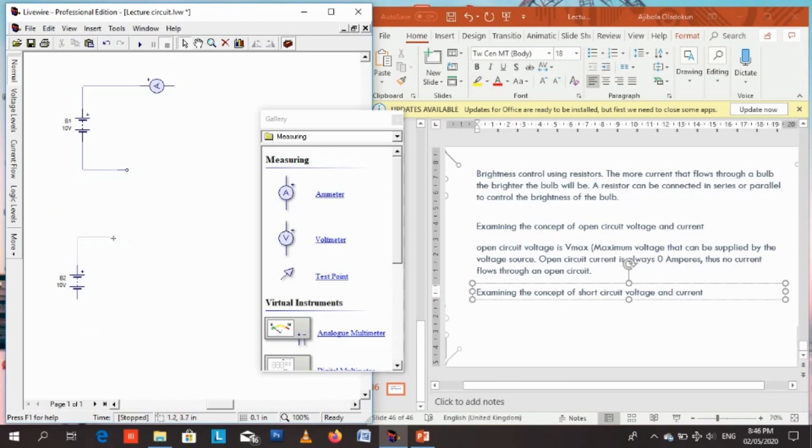So let's go to short circuit. Let's examine the concept of short circuit voltage and current. Can you see the difference between open circuit and short circuit? In the short circuit, I connected the positive to the negative. It's a complete circuit. It's a direct connection. That's a short circuit. So let's try and get the short circuit voltage.